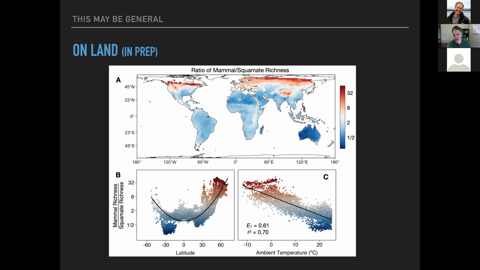And one thing I'll point out is the slope of this line in C, the rate at which it's shifting from mammal to lizard dominated, is almost identical to the slope of metabolic rate with temperature. So I think relative differences in metabolism is a kind of toggle that's changing patterns of diversity between these interacting thermoregulatory groups like mammals and snakes. I'll explore this more in a follow-up, but it does suggest this is a very general idea.